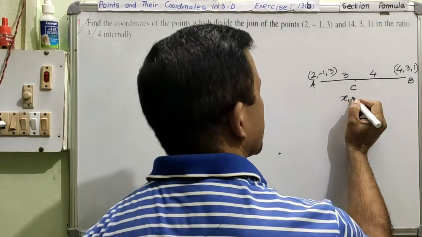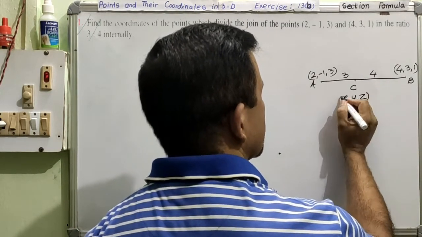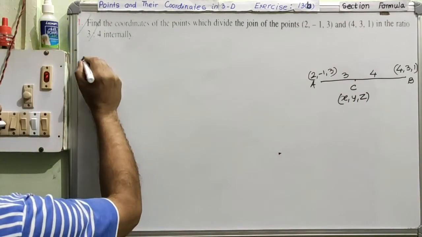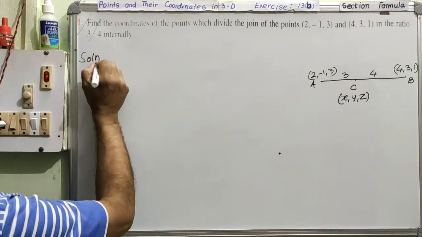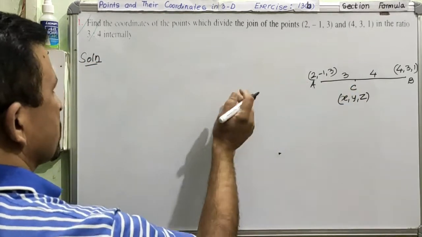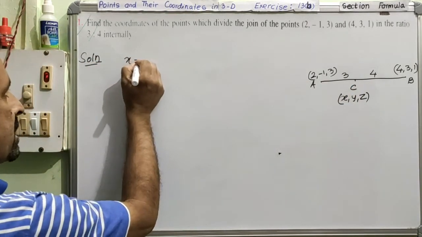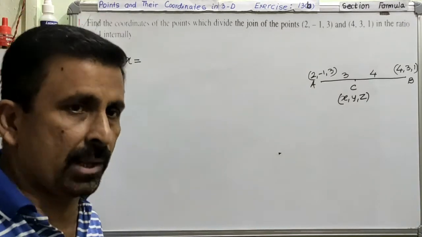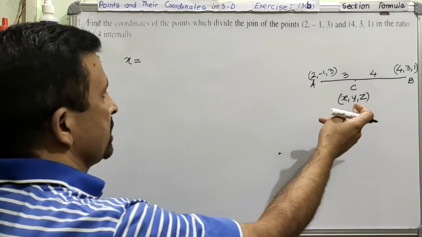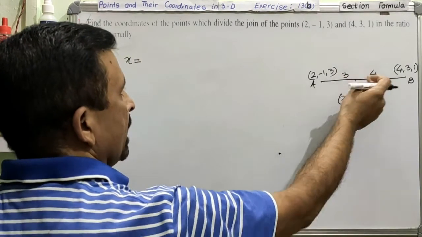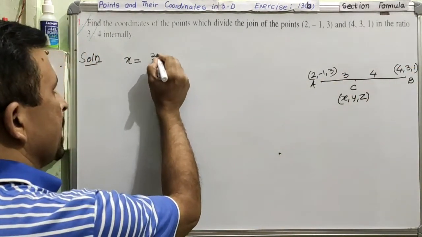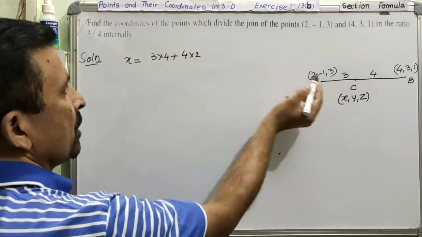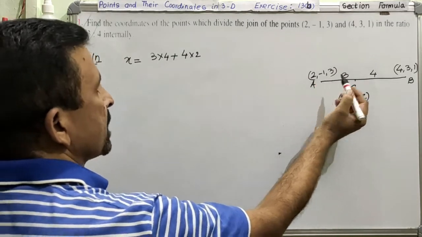So we can assume the coordinate of C as x, y and z. This is a very direct question. Very easily we can calculate. So let us start calculating the values of the coordinate of point C. So first of all, we'll start with x. Now the formula you have already seen. You can have that formula in your formula notebook and then we can use it. So mx2, that means 3 into 4 plus 4 into 2. Right?